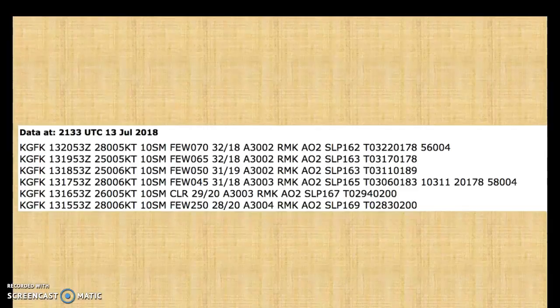Temperature was pretty high today, just hanging there at the low 30s, and altimeter pretty steady at 3002. So overall, it's a fairly nice day to fly. Not much going on, light winds, few clouds.